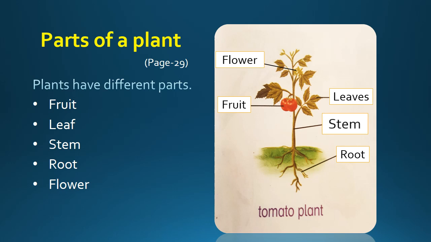Stem is the part of the plant that supports the plant. It gives strength to the plant. And different branches come from the stem. Root. Root grows under the ground and roots absorb the water and give it to the whole plant. So dear students, the different parts of the plants are fruit, leaf, stem, root and flower.